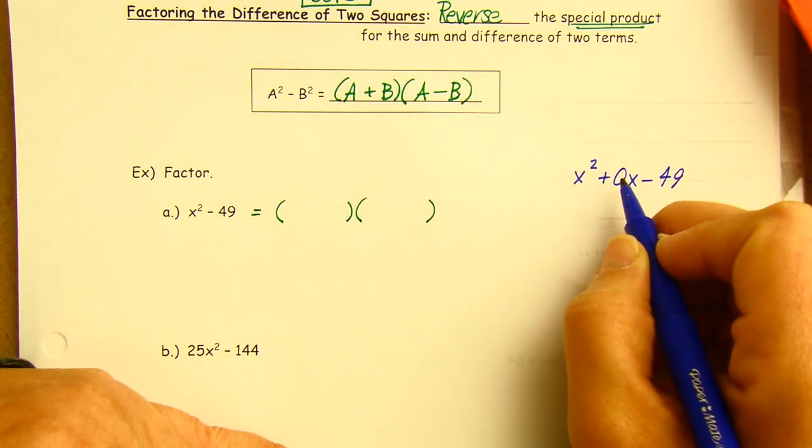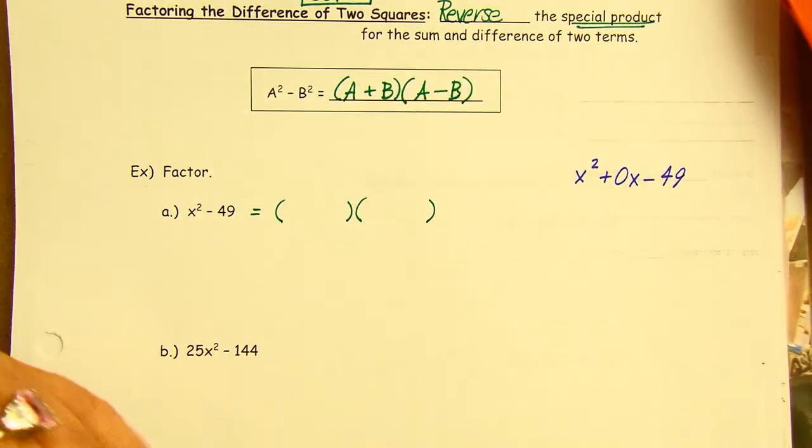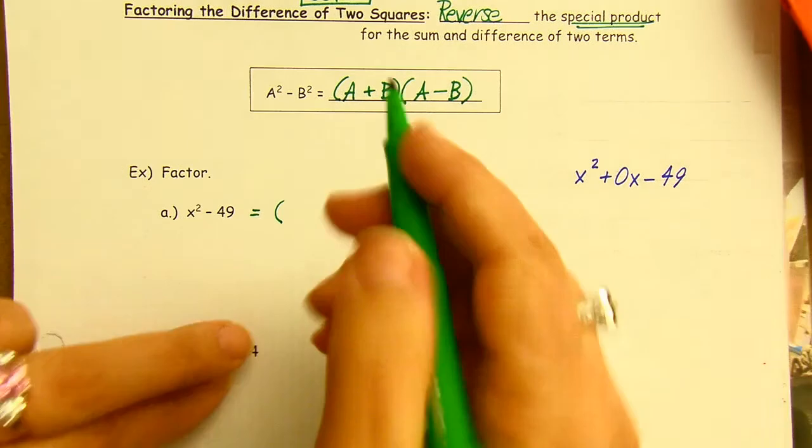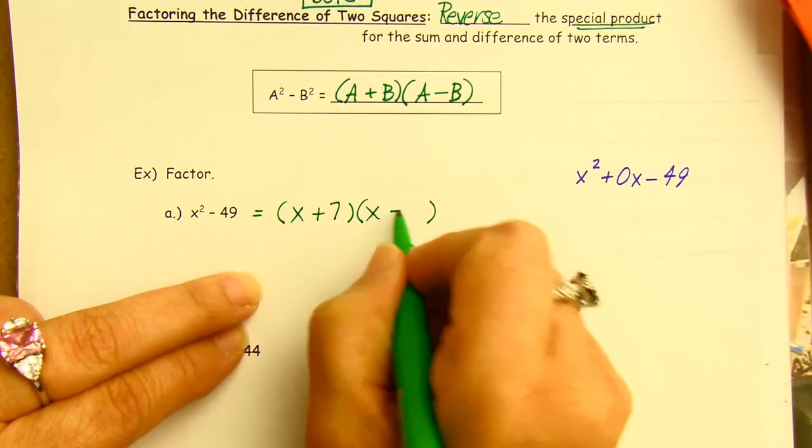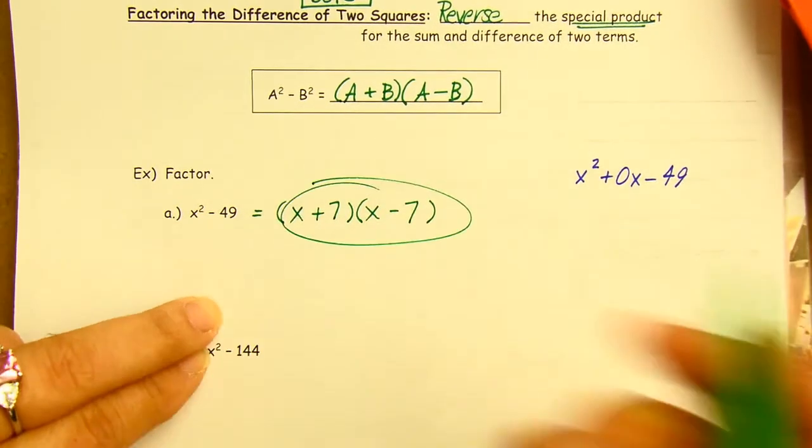Well, isn't that positive and negative 7? So when I factor this, I get x plus 7, x minus 7. And that is my answer.